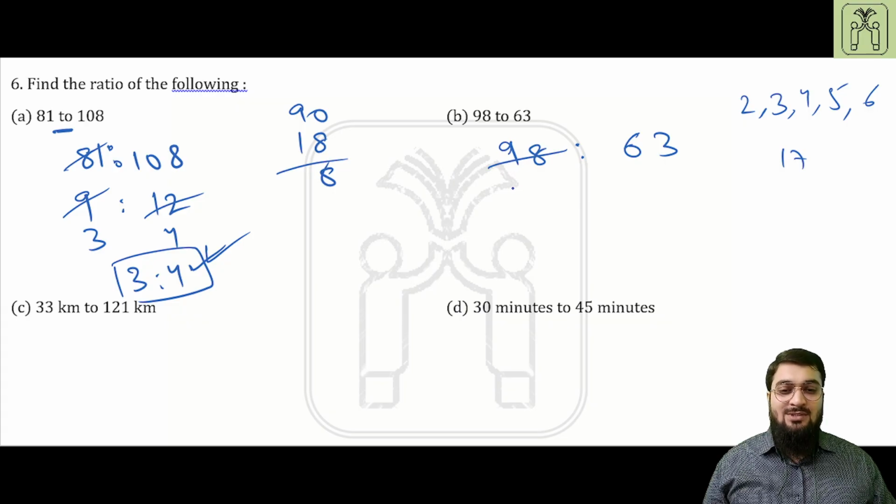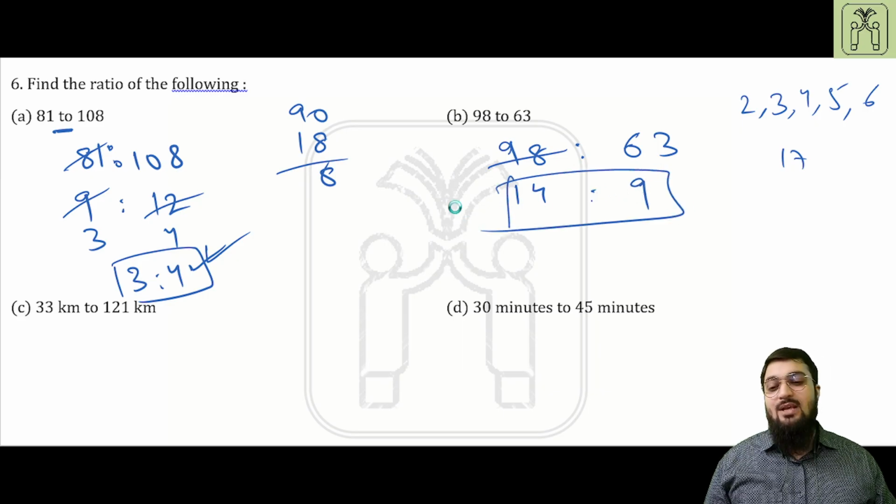So 7 ones are 7, and that will be 2 8, and that will be 7 fours are 28. It is to 9 sevens are 63, 14 is to 9, that will be the answer.